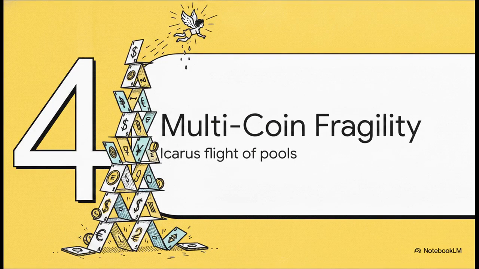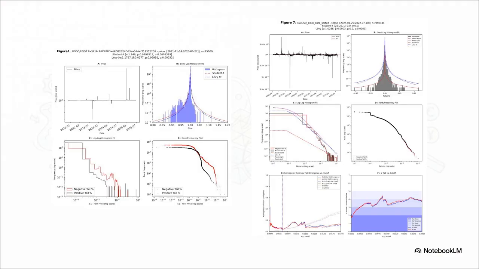Let's dive into Section 4, the multi-coin fragility trap, the Icarus flight of n greater than 2 pools. This brings us to the most systemic danger of the whole shebang. As developers push to include 3, 4, or even dozens of stablecoins into one high-dimensional pool, what we call n greater than 2 pools, they are actively building a massive, intricate house of cards. They're totally assuming these assets will always behave normally.